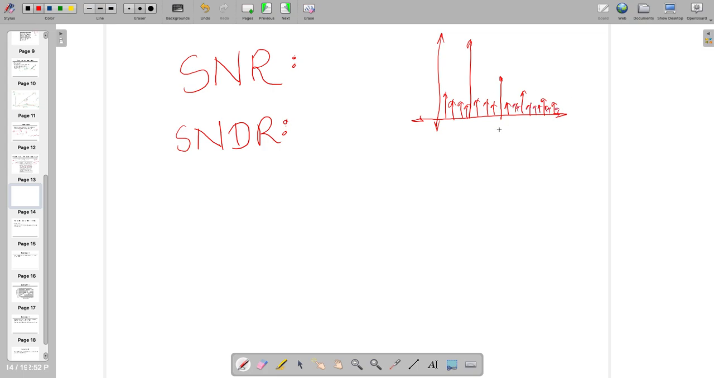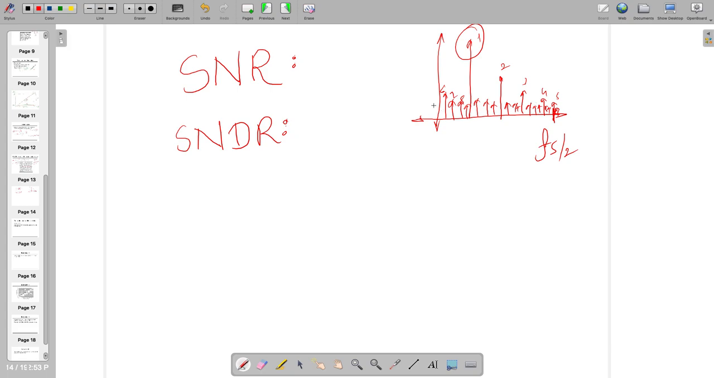Arrows are actually coming back. This is the fundamental, second, third, fourth, fifth, sixth, seventh, eighth, ninth, and all these harmonics are coming back to the signal, and it will go till Fs by 2 only. So in an FFT, it has to be like this. All these harmonics are the distortion. So if you are taking the signal with respect to all the distortion, it's just distortion.